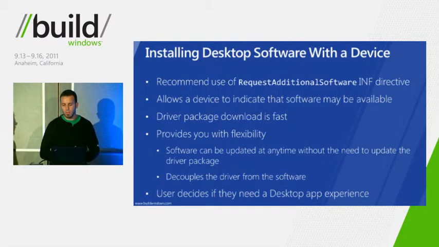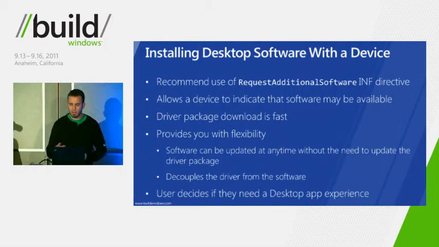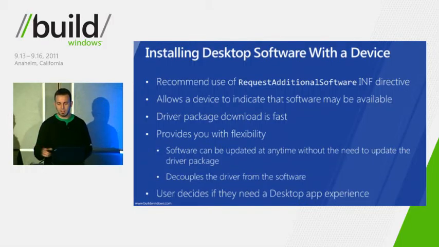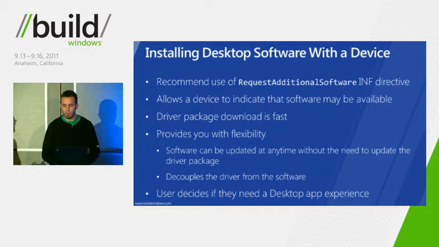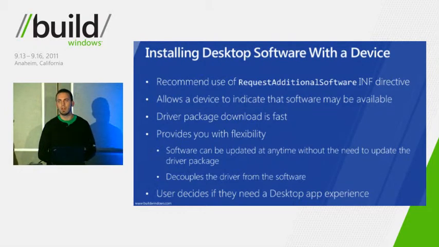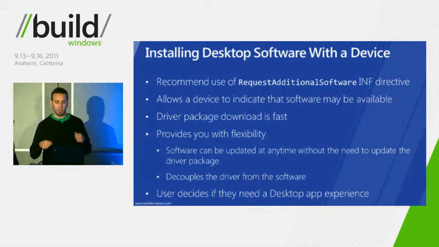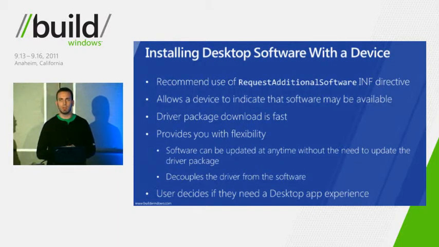The way you do that for desktop software is we recommend the use of the RequestAdditionalSoftware INF directive. I'll get into more about exactly how this looks on the next slide. But basically, the way that it works is for a given INF file, you say that this INF file should request additional software, where the additional software doesn't necessarily have to be there right away. So it's a very loose coupling.